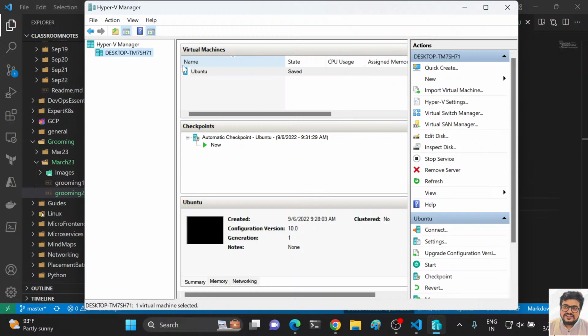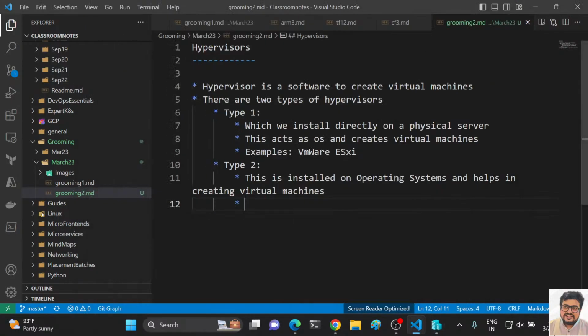So are you seeing Ubuntu in here? I have a Windows machine, and in my Windows machine I have created a Ubuntu server. Okay, so how is this possible? This is possible because this hypervisor is installed on top of your operating system. This is used generally for our convenience, but in data centers type 1 is used. Okay, so the examples of this are, we have Hyper-V, we have VMware Workstation.